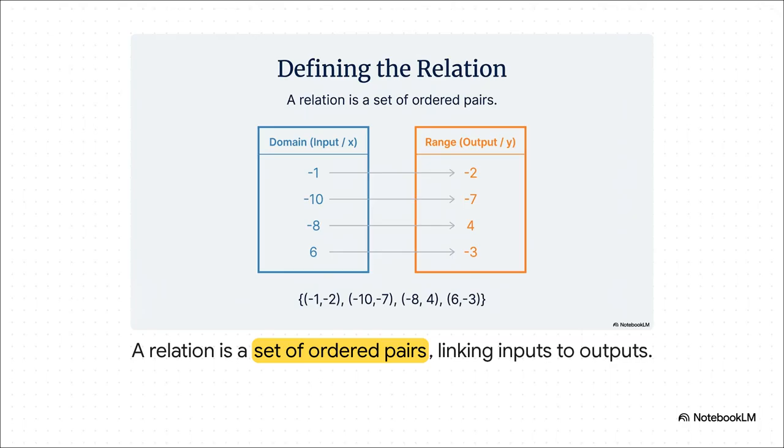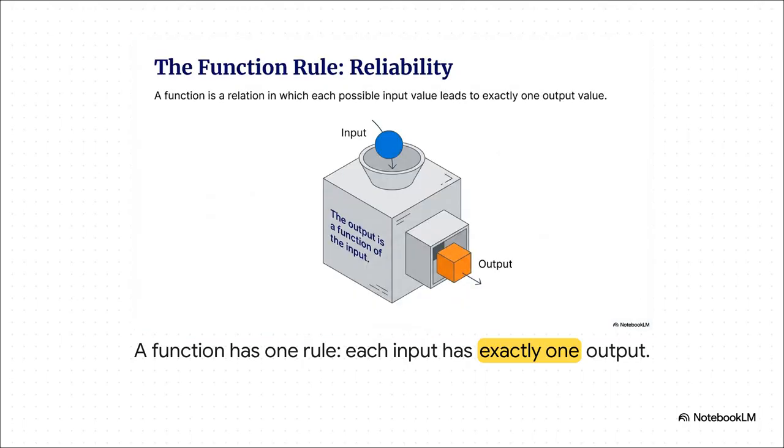Look here, the input -1 is paired with the output -2. -10 is paired with -7. It's really just a pairing of numbers. That's it. Now here's where things get really specific.